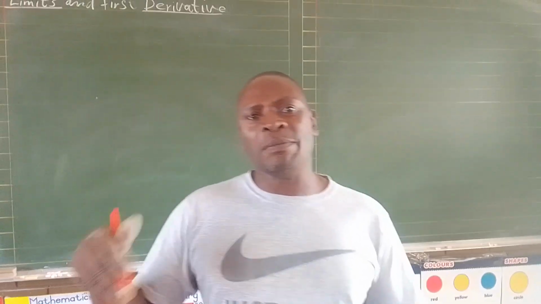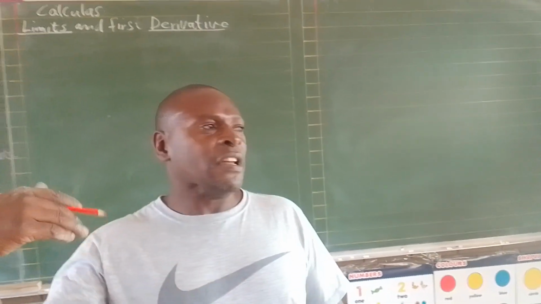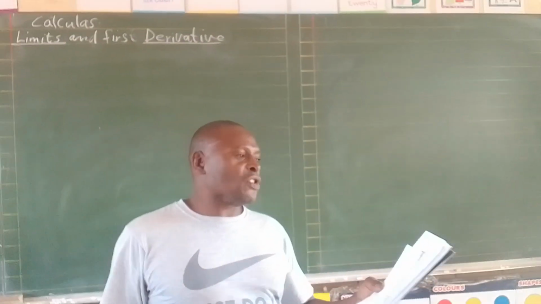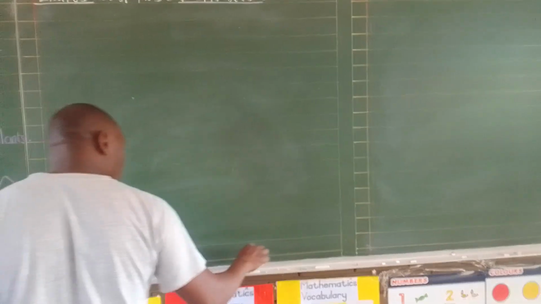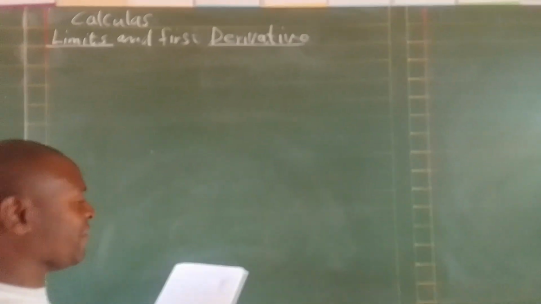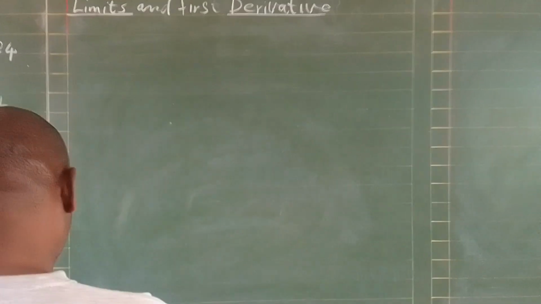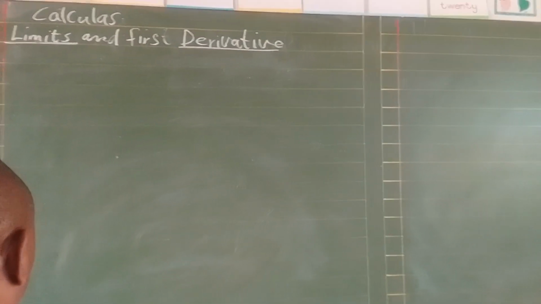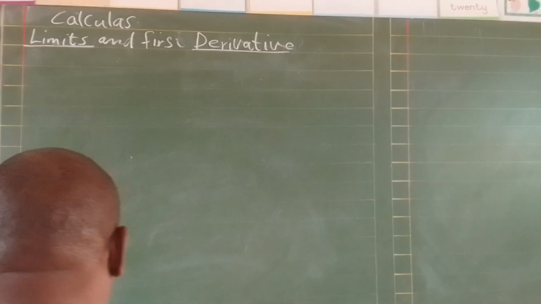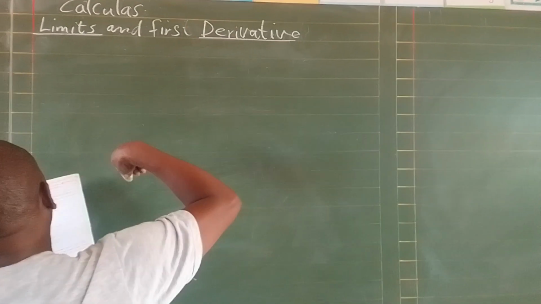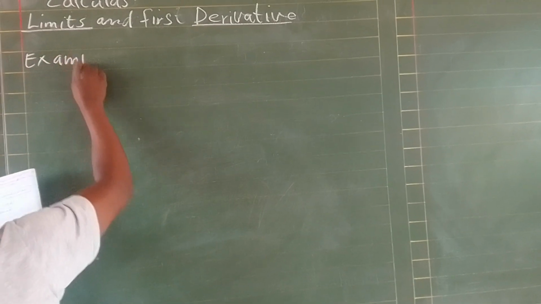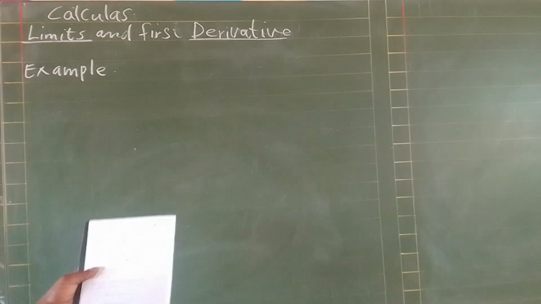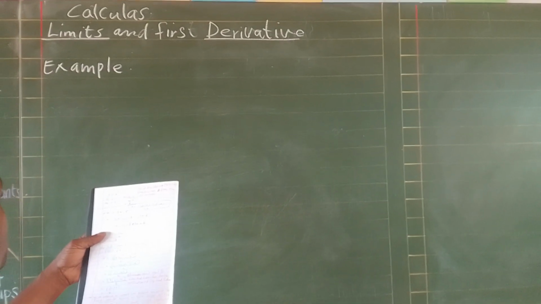Now, as a follow-up of the previous video that we have done, we are going to focus on the derivative part now. This is what we are going to focus on. This was the first one, now the second one, the derivative part. Okay, in this case, they will ask you to find, first example, they will ask you to find the derivative of the function from the first principle.